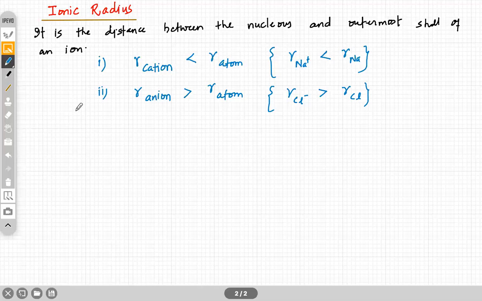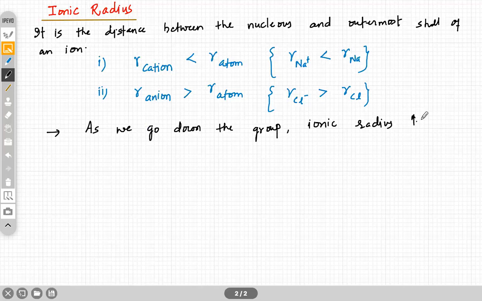Right? So like atomic radius, ionic radius also increases down the group. As we go down the group, ionic radius increases. Same reason, extra shell is getting added, so ionic radius also increases.